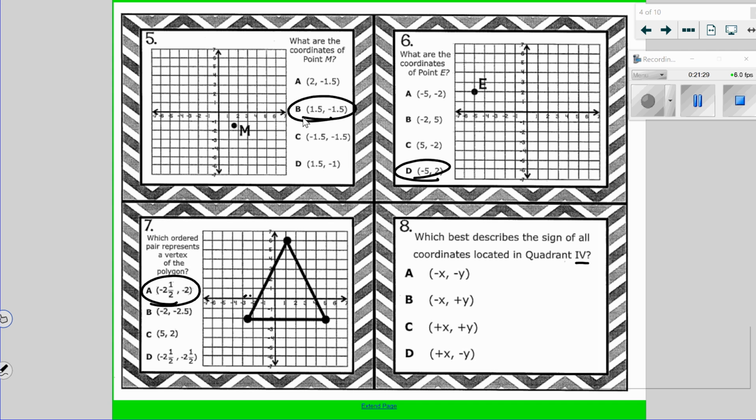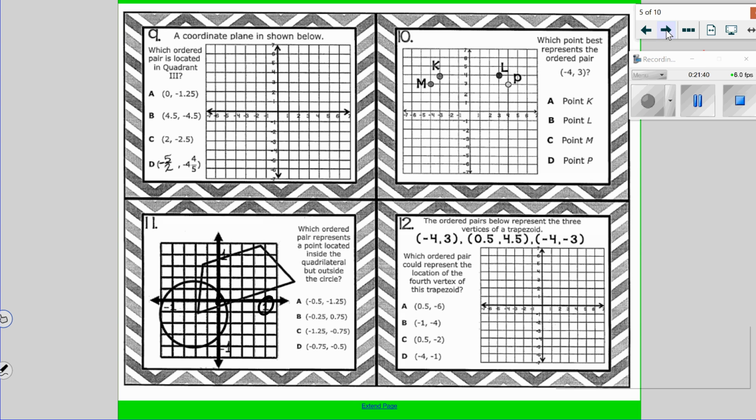Quadrant 4, I'm going right, so it's positive, then down, so negative. Positive x, negative y is delta. Number 9, quadrant 3, again, that's a double negative. Only double negative is answer delta, D. Negative 4, 3, I go over 4, up 3, that puts me at M. So that's answer Charlie for point M.